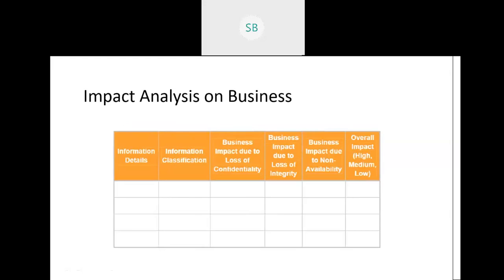Next, we have the impact analysis on business. So you can see you have information details, information classification, business impact due to loss of confidentiality, business impact due to loss of integrity, business impact due to non-availability. That is the CIA, right? Confidentiality, integrity and availability.